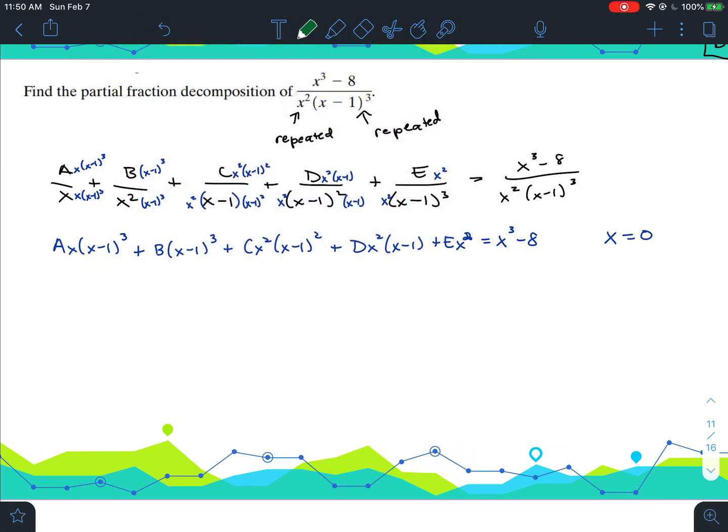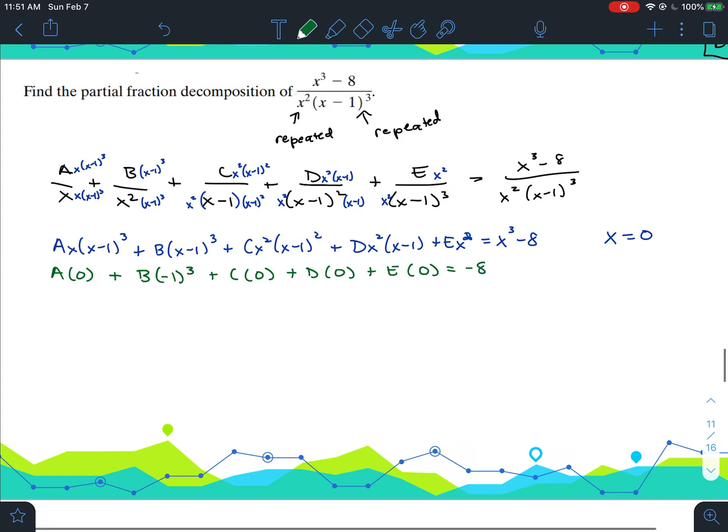All right, well, let's let x be 0 and x be 1, because those are the two that will make some terms cancel out. So this would be A times 0 plus B times negative 1 cubed plus C times 0 plus D times 0 plus E times 0 equals negative 8.